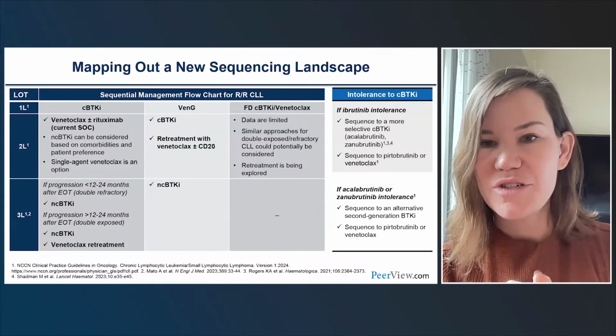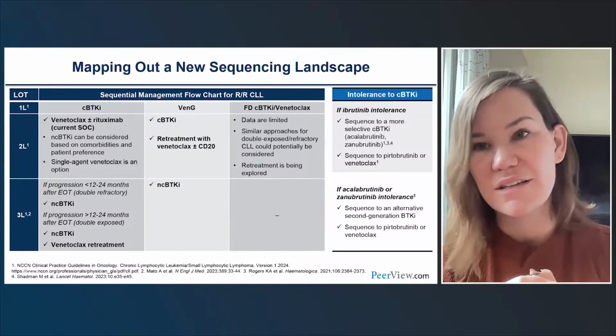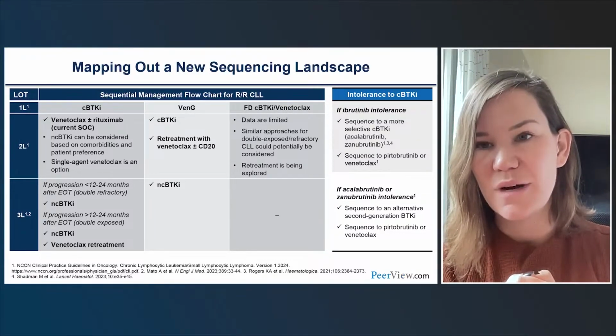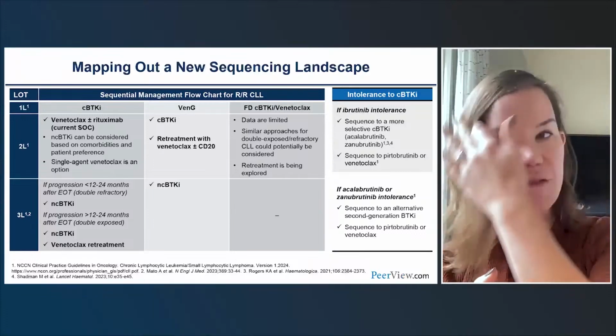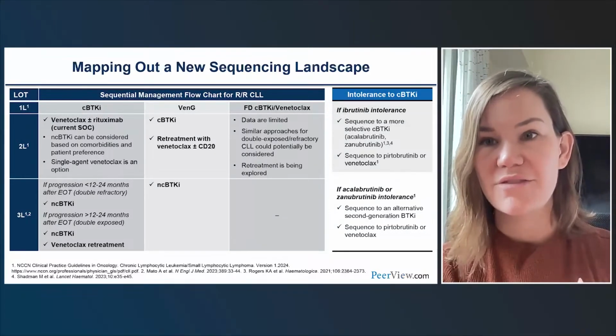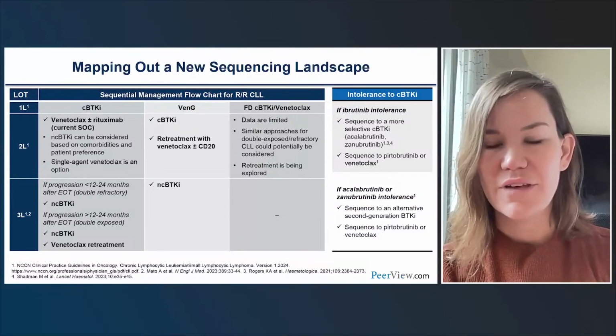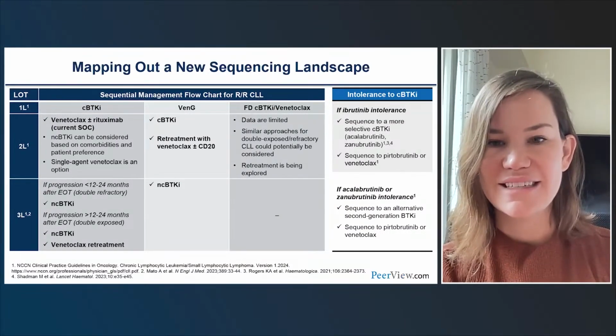However, additional options are sequencing to pirtobrutinib, and you can also sequence to venetoclax. And so I've done that frequently for patients who I just thought it was a little too risky to go back to a covalent BTKI. And I think the perfect example is a patient with a severe bleeding event, given that that's something that is relatively common between all of our covalent BTK classes.